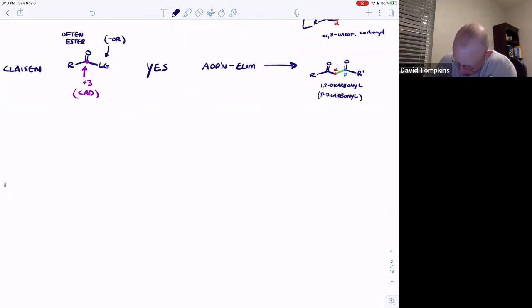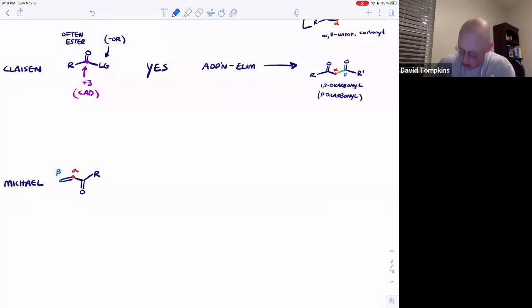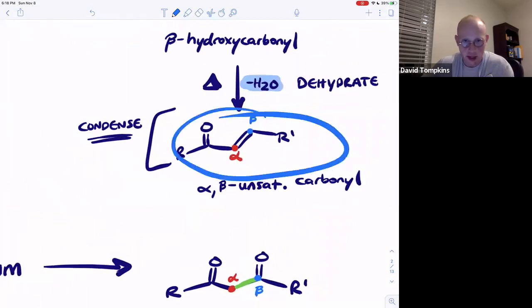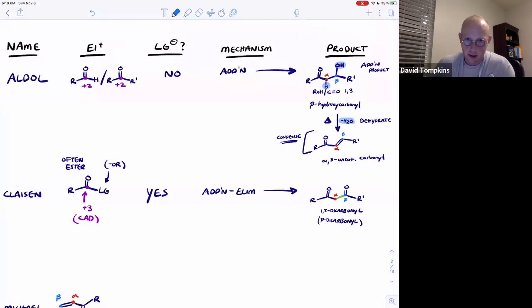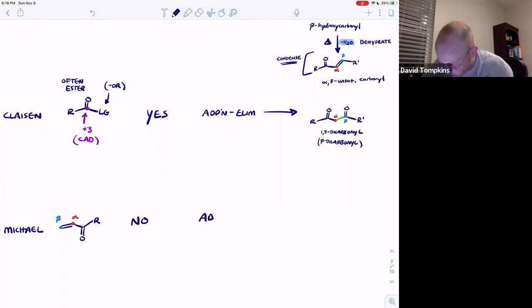So one more reaction that has a unique electrophile is the Michael addition. And the Michael electrophile is an alpha beta unsaturated carbonyl. Now, don't get confused because the Aldol produces an alpha beta unsaturated carbonyl, but the Michael starts with one. And there's no leaving group involved in the mechanism for the Aldol or Michael. So they're just addition mechanisms.